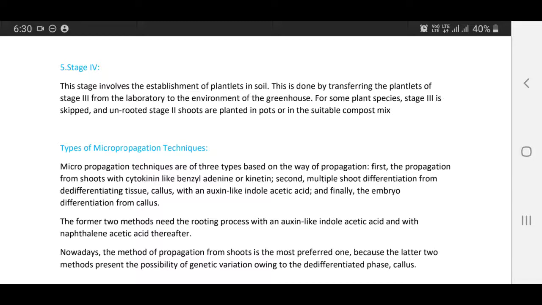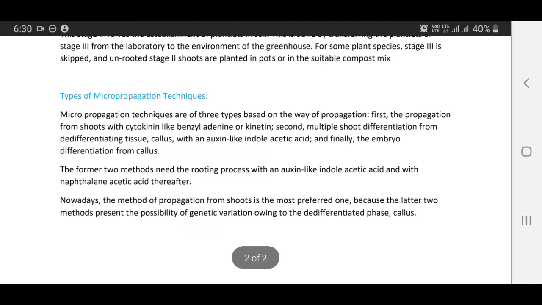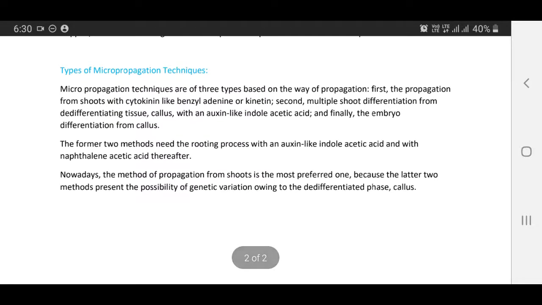Second, multiple shoot differentiation from dedifferentiating tissue, that is called callus, with an auxin like indoleacetic acid, and finally the embryo differentiation from callus. The former 2 methods need the rooting process with an auxin like indoleacetic acid and with naphthalene acetic acid thereafter. Nowadays, the method of propagation from shoots is the most preferred one, because the latter 2 methods present the possibility of genetic variation owing to the dedifferentiation phase, that is callus.